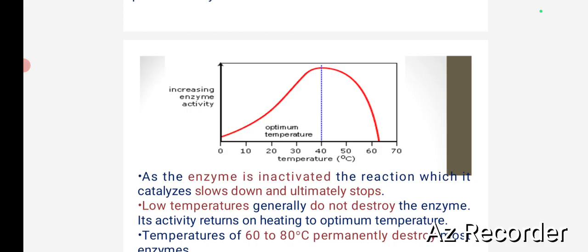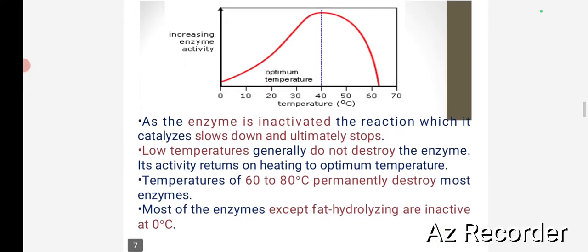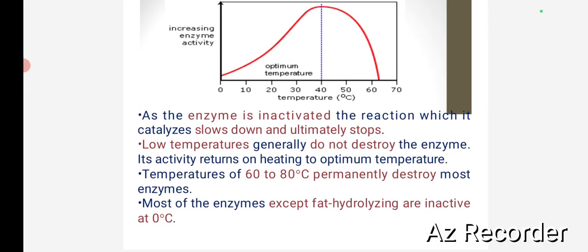The graph shows temperature on the x-axis and reaction velocity on the y-axis. The x-axis shows different temperatures like 10, 20, 30, 40, 50, 60. As you increase the temperature, the reaction velocity increases up to a certain temperature, after that it declines. As the enzyme is inactivated, the reaction which it catalyzes slows down and ultimately stops.